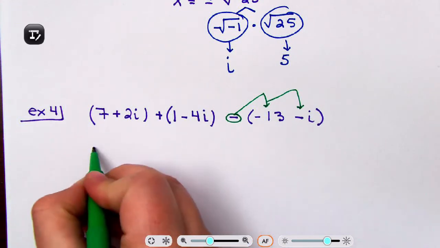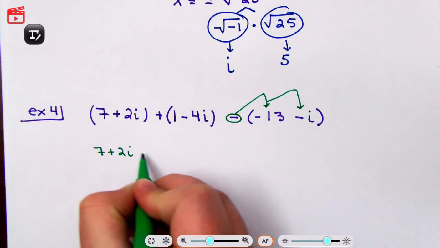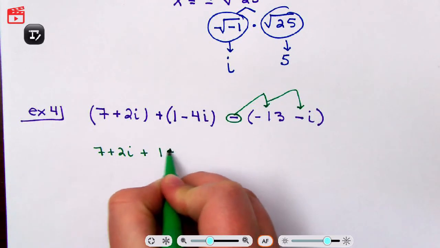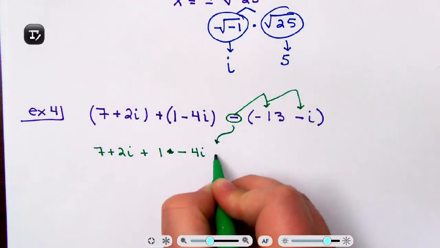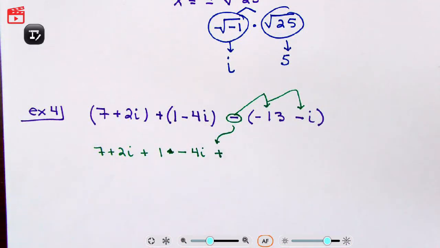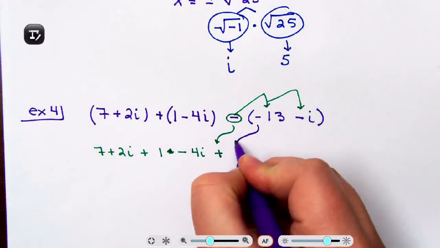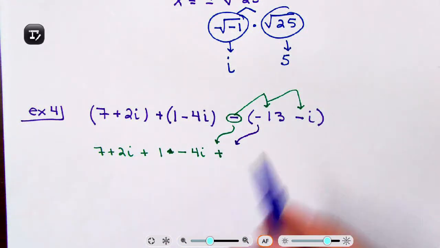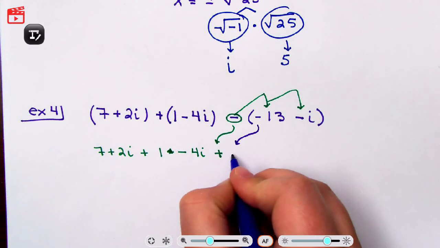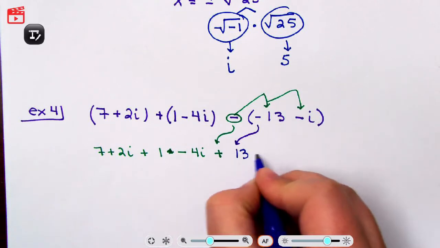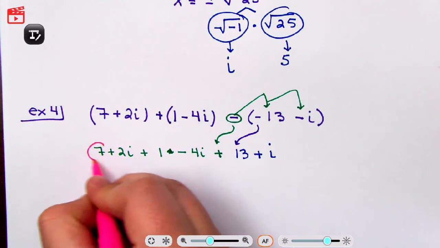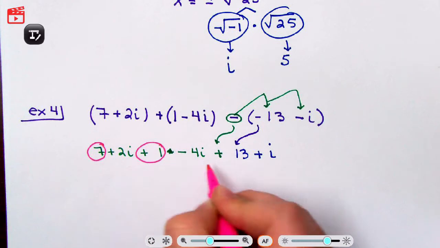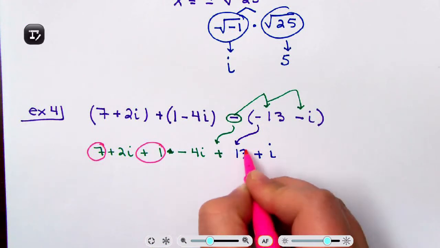So I'm going to rewrite this. I have 7 plus 2i and 1 plus, 1 minus 4i. Now I'm going to change this one into a plus because I'm going to change all of the other numbers into opposites. So this one's going to be a positive 13, and this one's going to be a positive i. I have distributed that negative. Now that I've distributed my negative, I'm going to combine like terms. So I have a 7, a positive 1, and a positive 13.